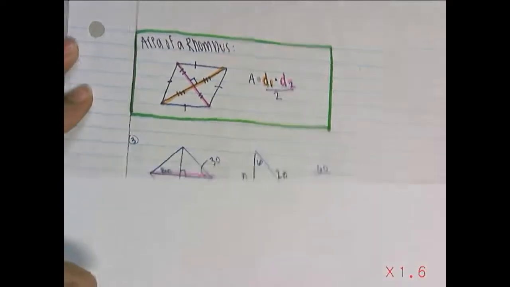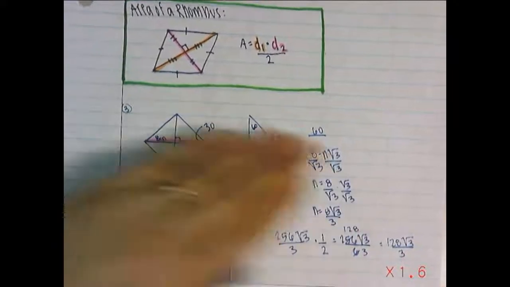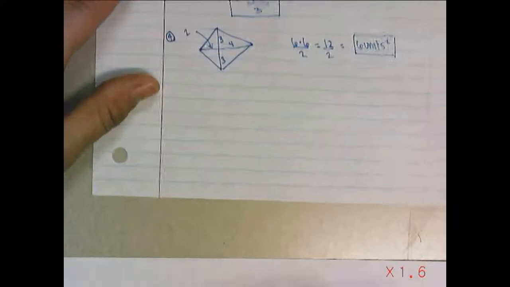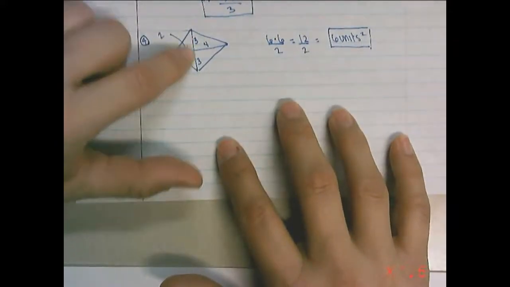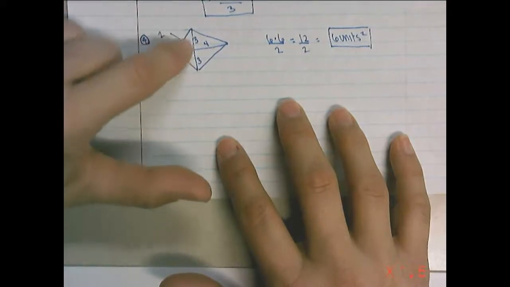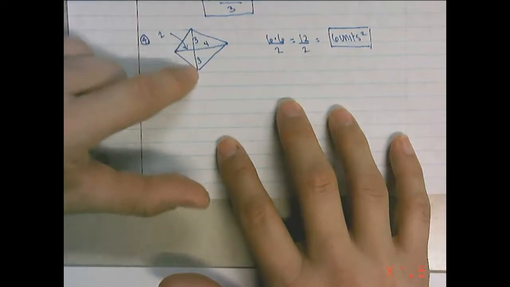All right, so let's give it a shot. I'm going to skip over this one. We might try that one in class. And I'm going to move down to this one right here. All right, so here's one of my diagonals. All right, and this part is 3, and this part is 3. I would add them together, and that would be 6.